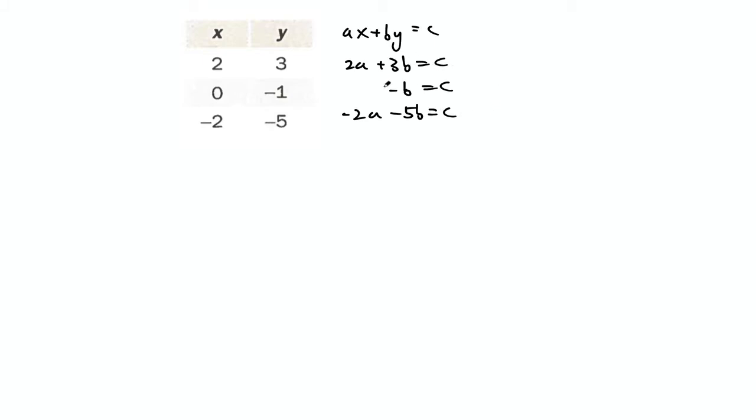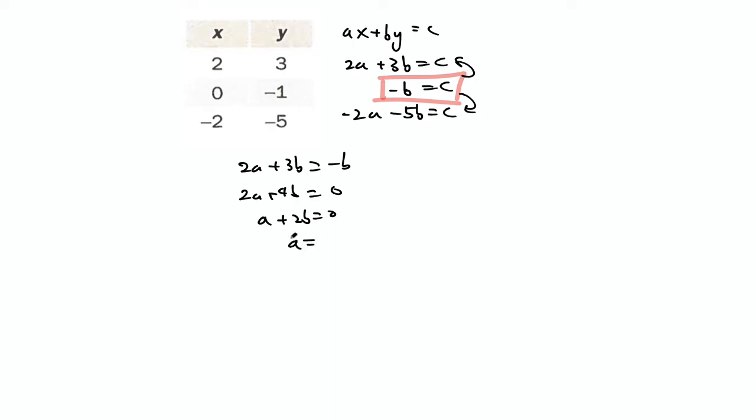Okay? We already see a relationship right here. As long as c is equal to minus b, it might help us with the other equations. So let's try plugging it into both of them. The first one, I get 2a plus 3b, convert the c into minus b, add b to both sides, and I get this relationship. Okay, I can divide both sides by 2, and I can get that a plus 2b is equal to 0, or, in other words, a must be minus 2b.